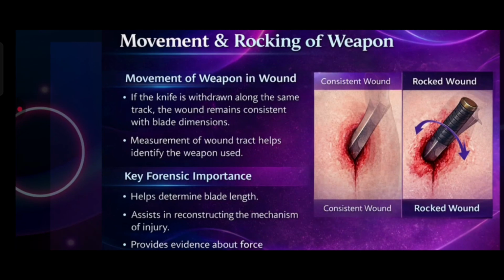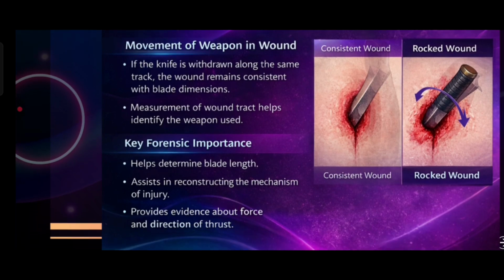Movement and rocking of weapon. Movement of weapon in wound. If the knife is withdrawn along the same track, the wound remains consistent with the blade dimension. Measurement of the wound track helps to identify the weapon used. Key forensic importance: it helps in determining the blade length, assists in reconstructing the mechanism of injury, and provides evidence about the force and direction of thrust.